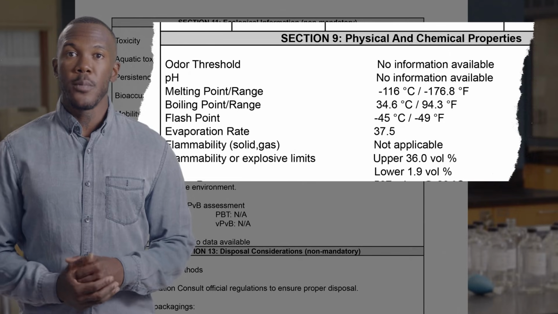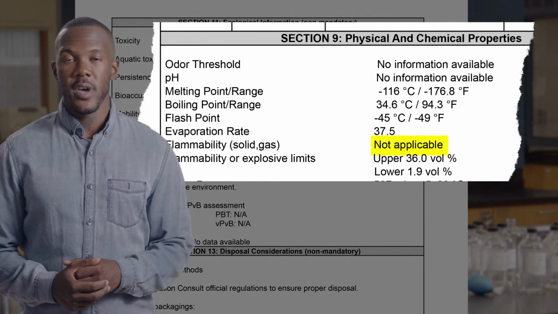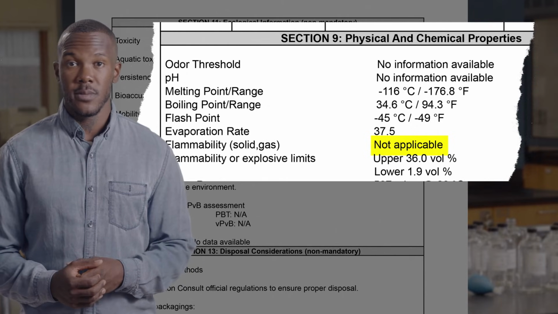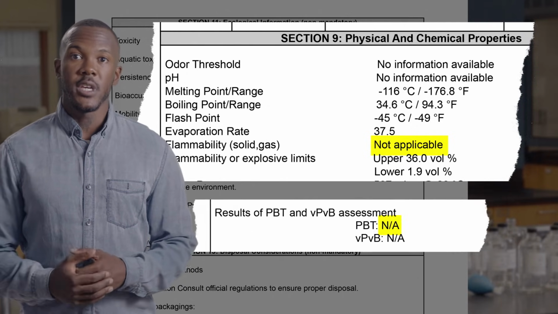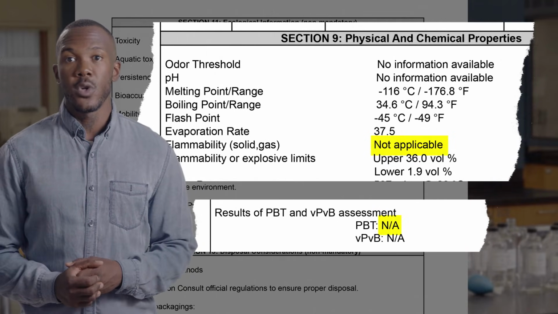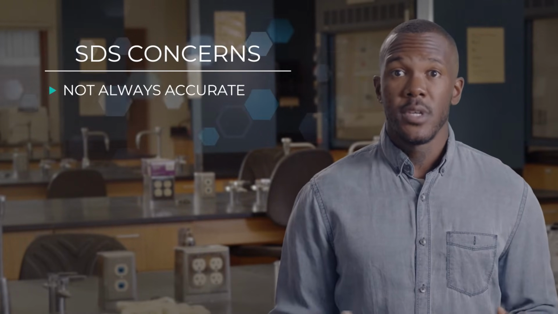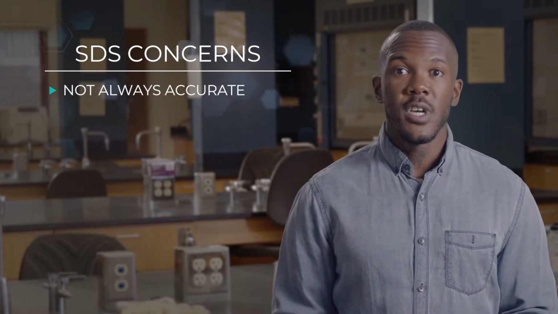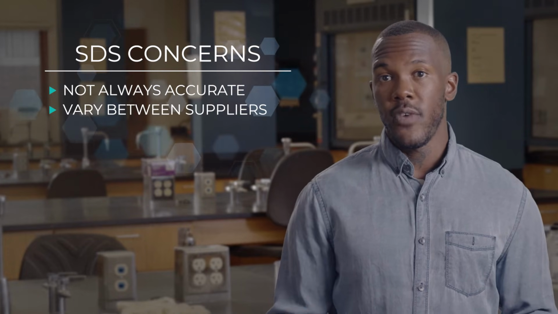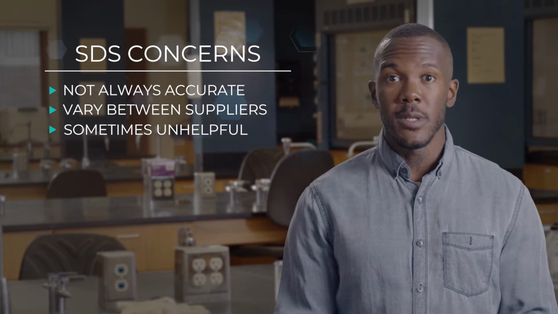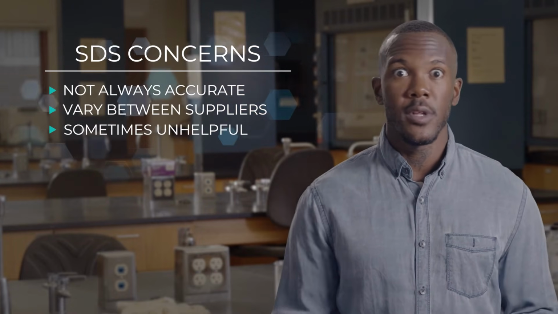Not applicable is used for properties which don't apply to the chemical in its specified form. For example, you wouldn't expect to see a melting point or freezing point for a gas. If you see N/A, it can mean either not applicable or not available. Here are a few other concerns about SDSs. For one, they are not legally required to be accurate. Studies have shown that some SDSs have errors and omissions. Second, SDSs for the same chemical can vary between manufacturers. And finally, sometimes they present accurate, but not very helpful statements like dispose of waste according to local regulations.